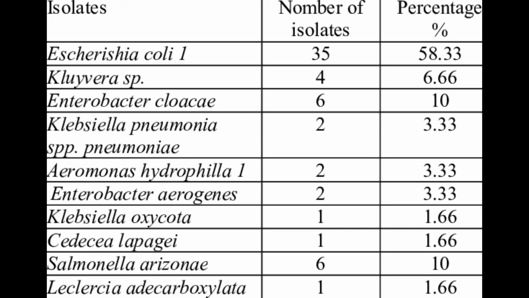EPEC does not produce an exotoxin. It is associated with attachment and effacement of the intestinal cell wall, causing an attachment and effacement lesion in the colon. An example of it is E. coli O111 and O125. They are identified by serotyping.